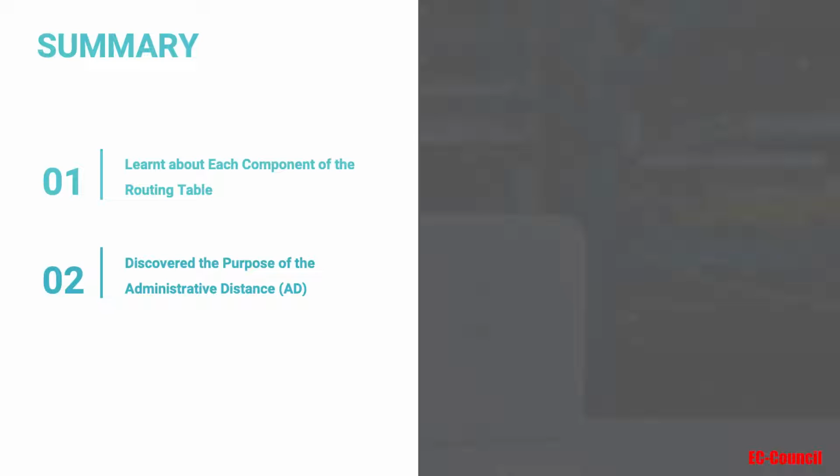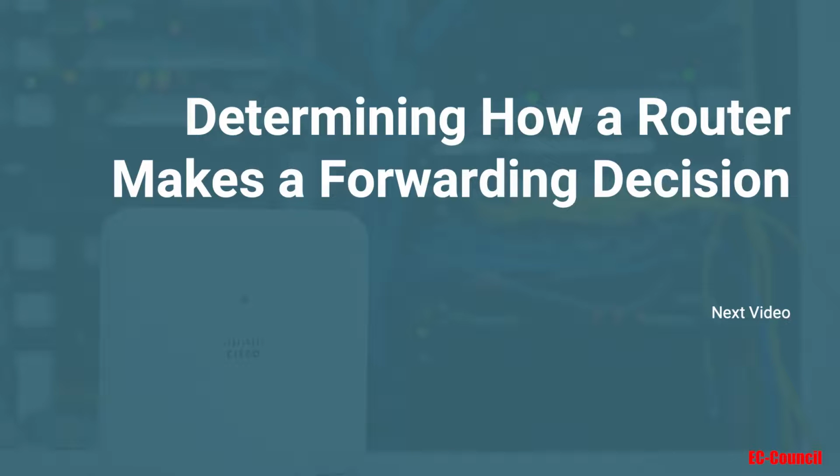So having completed this video, you have learned about each component within the routing table of a Cisco IOS router, and you have also discovered the purpose of the administrative distance and the use of the metric. In the next video, we'll take a look at how a Cisco router makes its forwarding decision.